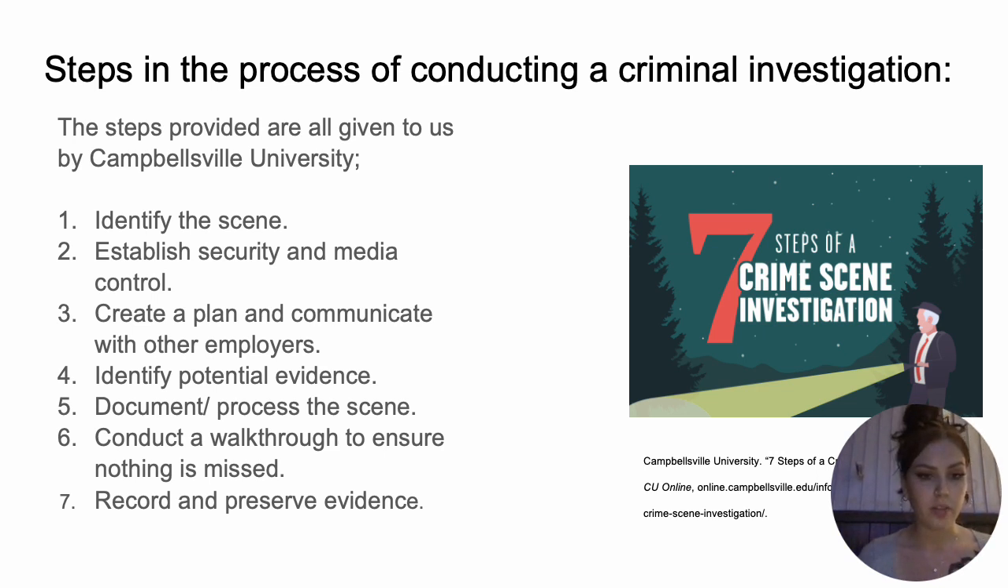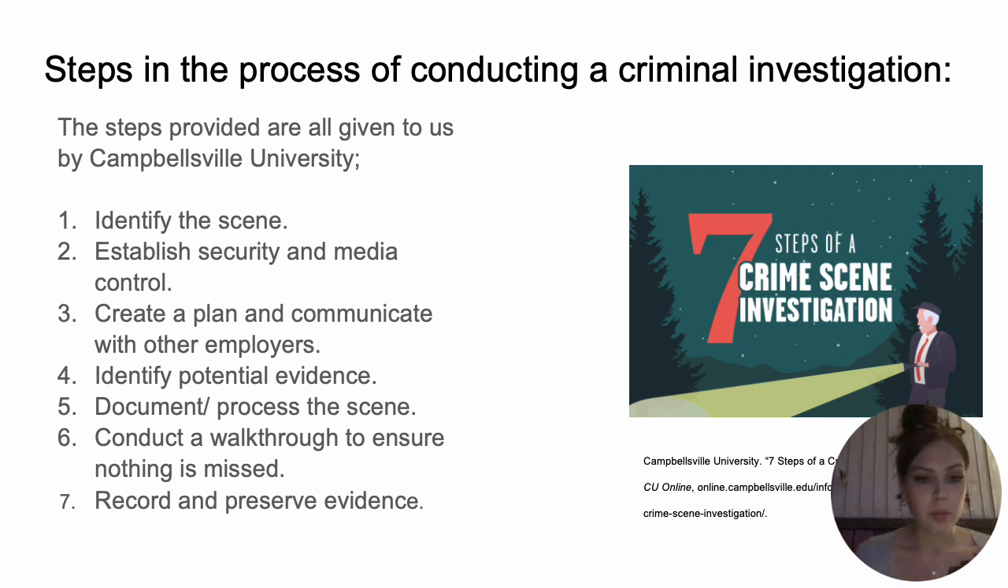Number 4, you identify any potential evidence. So this is where you capture photographs, and you locate anywhere that may contain evidence pertaining to the crime. Number 5 is document and process. You begin processing the scene with a plan devised by your team, and you collect all evidence. Number 6, you conduct a walkthrough to ensure nothing is missed. Likely you will not be able to return to a scene. Once you are there, you're there, you get everything, and you're basically done.